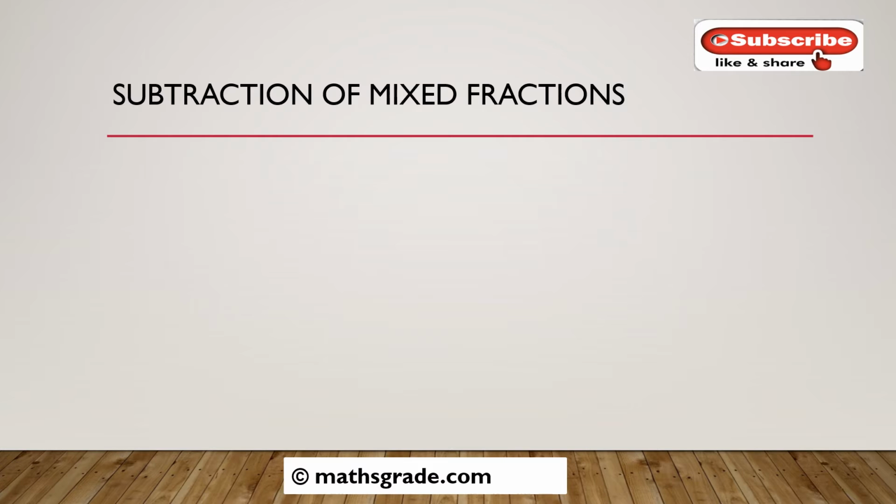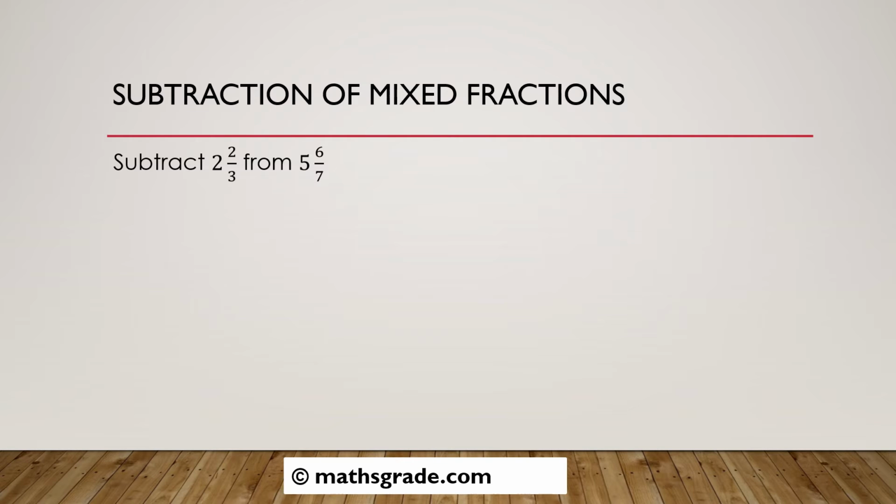After getting the like fractions, we have to subtract the numerators. After subtracting the numerators, just write down the denominator, and that is the result of the like fractions, which is the result of the unlike fractions. This is also the second method of how to subtract mixed fractions.